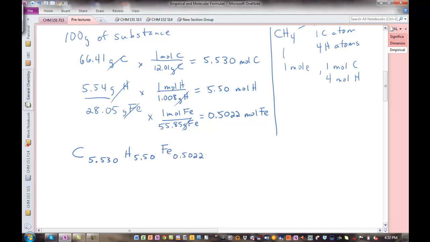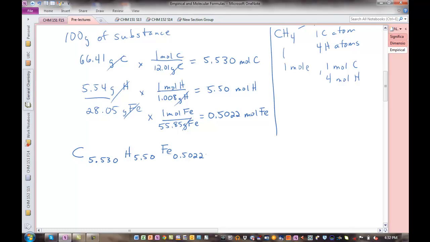All right? So that is a correct formula, but it's not the formula we want. What do we want those numbers to be as the subscripts? Yeah, we want them to be whole numbers, don't we? That's how we write formulas. So we need to get to whole numbers. All right, so what do we do at this point?